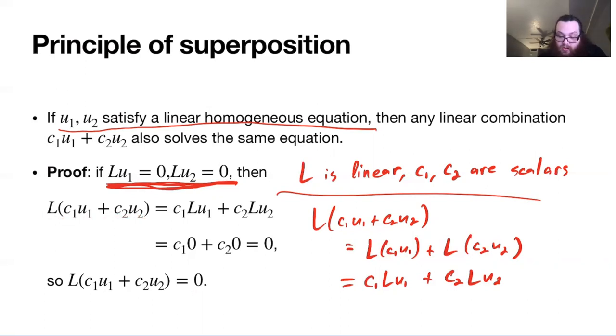So again, the conclusion is that if U1 and U2 satisfy this linear homogeneous equation, then any linear combination of the two also satisfies the same linear homogeneous equation. Or in other words, if we have two solutions, we can add them up and get another viable solution.